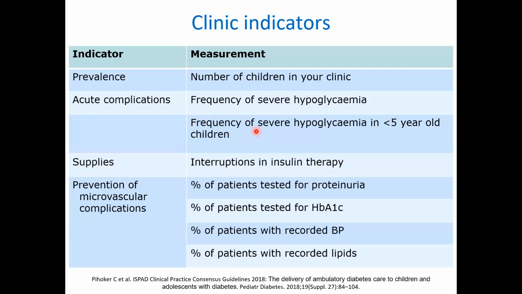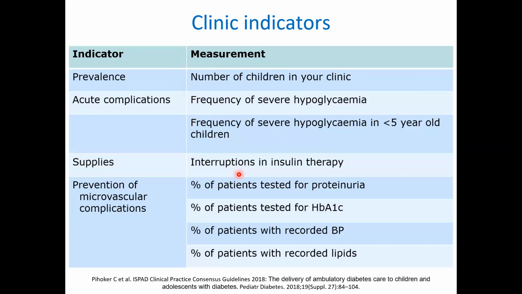And in terms of acute complications, you also want to see what proportion of your patients are getting frequent hypoglycemia, what proportion of patients below 5 years are getting severe hypoglycemia. Supplies are very important. So as a facility, are we having interruptions in insulin supplies or therapy?